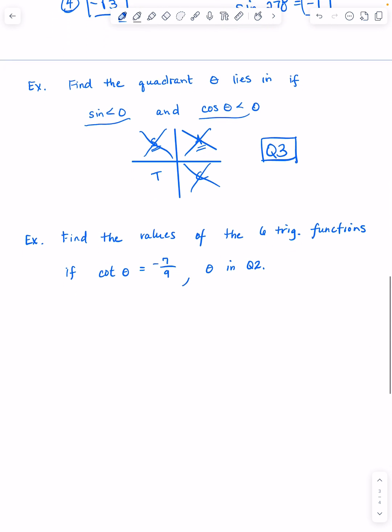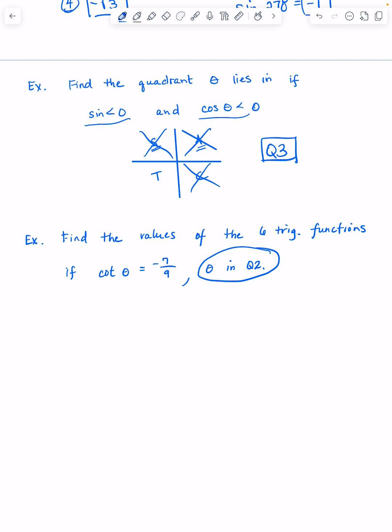All right, in the last example I'm going to do, it says find the values of the 6 trig functions if cotangent is -7/9 and theta is in quadrant 2. Now we've already done problems from 6.1 that were like this, but our theta was always in quadrant 1, so we didn't have to deal with the negative. We're not going to do anything different here. We just need to pay attention to what quadrant that's in, because that's going to determine whether our functions are positive or negative at the end.